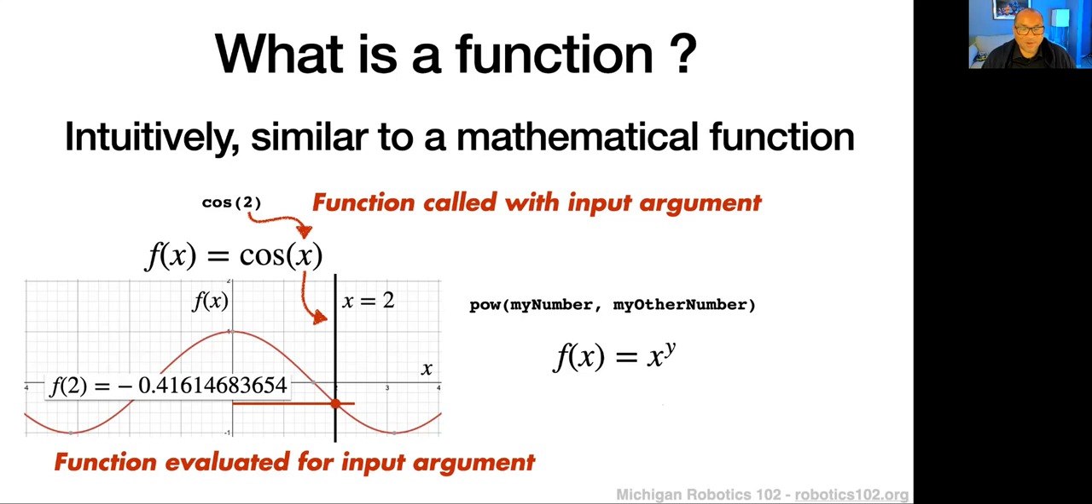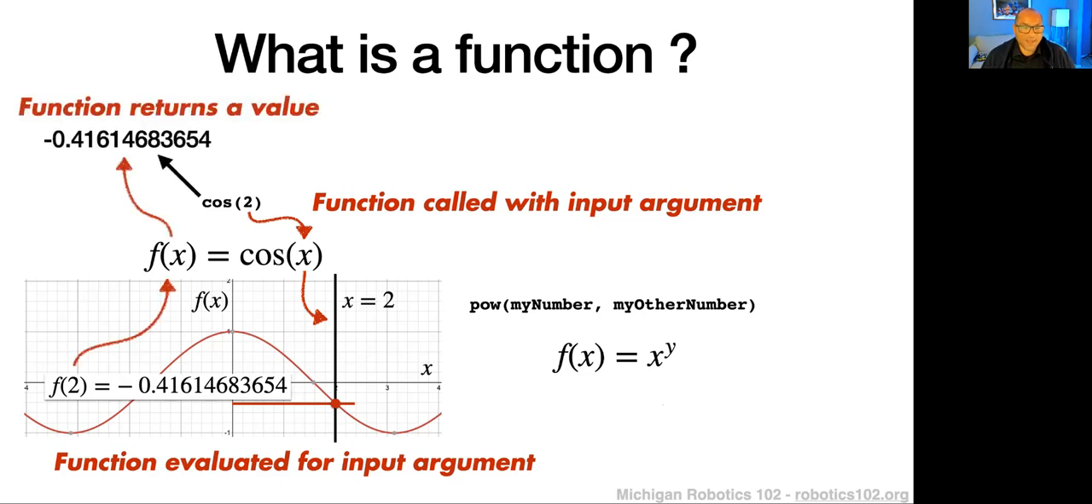And this floating point number that's right here, that essentially is going to be my function when x is 2. I can then take that, and that will be the value that the function returns. So cosine of 2 returns this value, and then that's what's used in my code moving forward. So really, our function can be like a mathematical function.